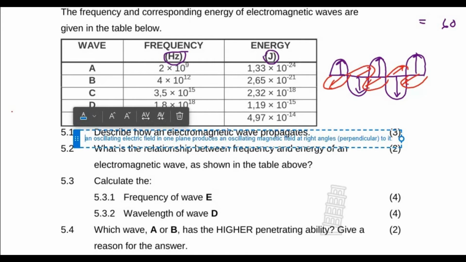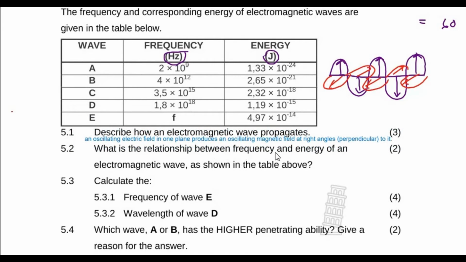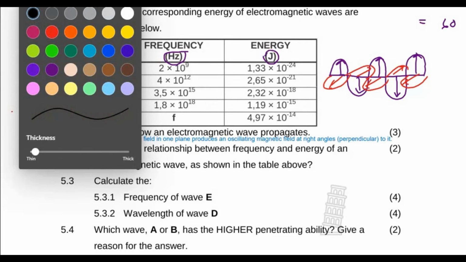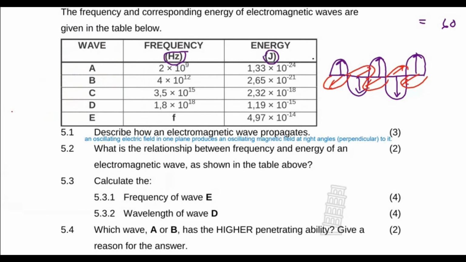Now we are asked, what is the relationship between frequency and energy of an electromagnetic wave as shown in the table? If we look at the table, you will note something. We have the frequency: 2 multiplied by 10 raised to the power of 9, 4 multiplied by 10 raised to the power of 4, 3.5 multiplied by 10 raised to the power of minus 15. This one is raised to the power of minus 18. It means that as we move from A to F, the frequency increases.